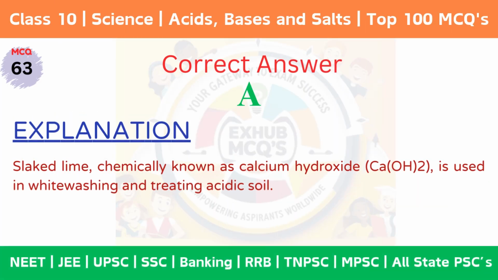The correct answer is option Ca(OH)2. Explanation: slaked lime, chemically known as calcium hydroxide, Ca(OH)2, is used in whitewashing and to neutralize acidic soil.